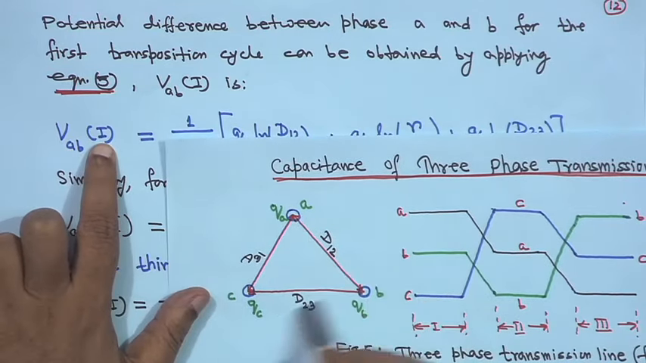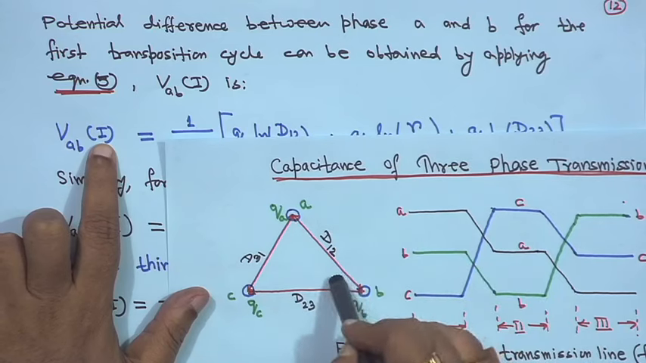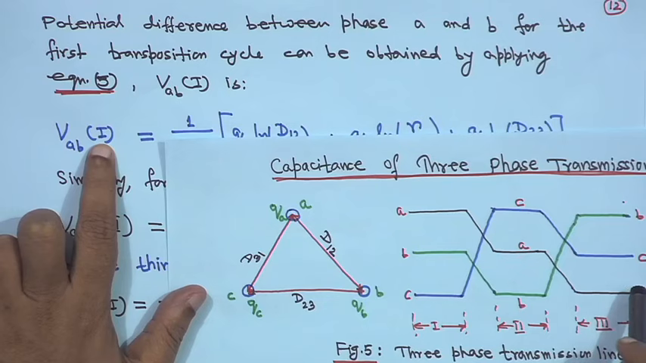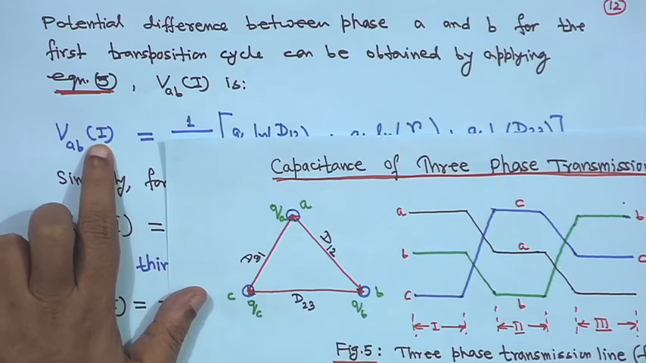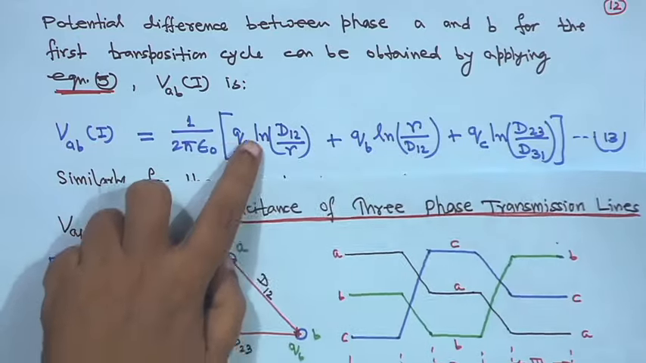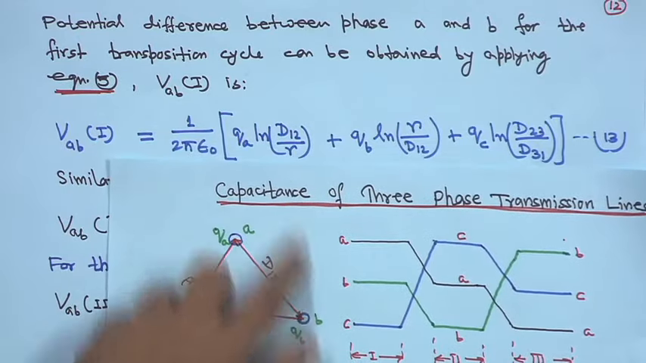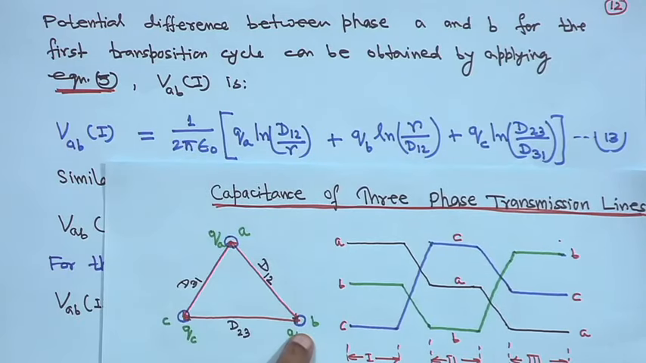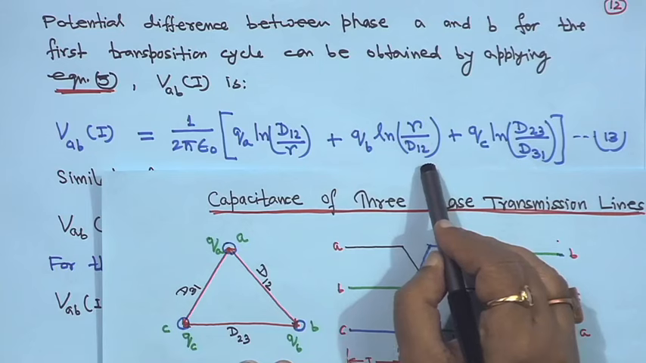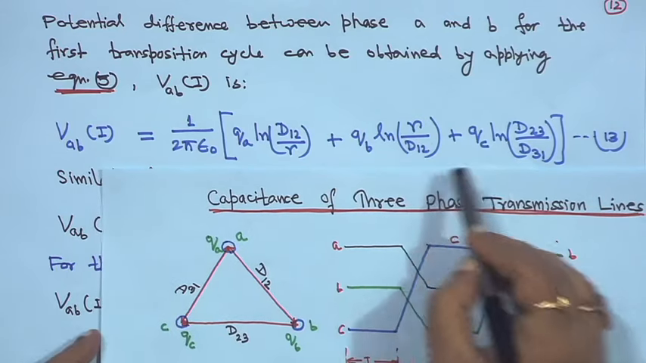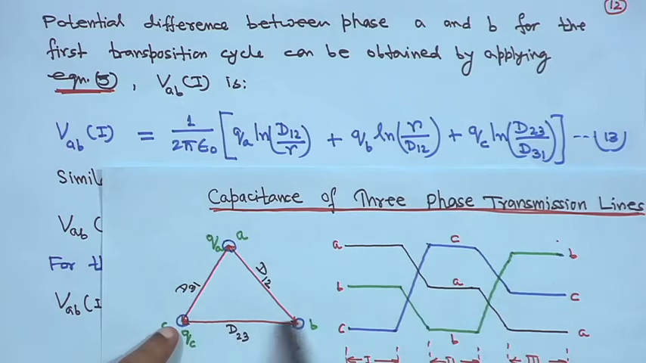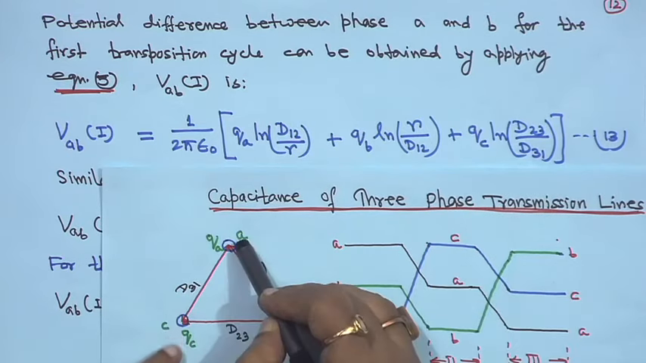So, this is that configuration of section 1. This triangular configuration you can draw; for the inductance case we have shown it, so there is no need here. Therefore, this will be 1 upon 2 pi epsilon 0 times QA ln D12 upon R, where D12 is nothing but DAB, then QB ln R upon D12, and plus QC ln D23 divided by D31.